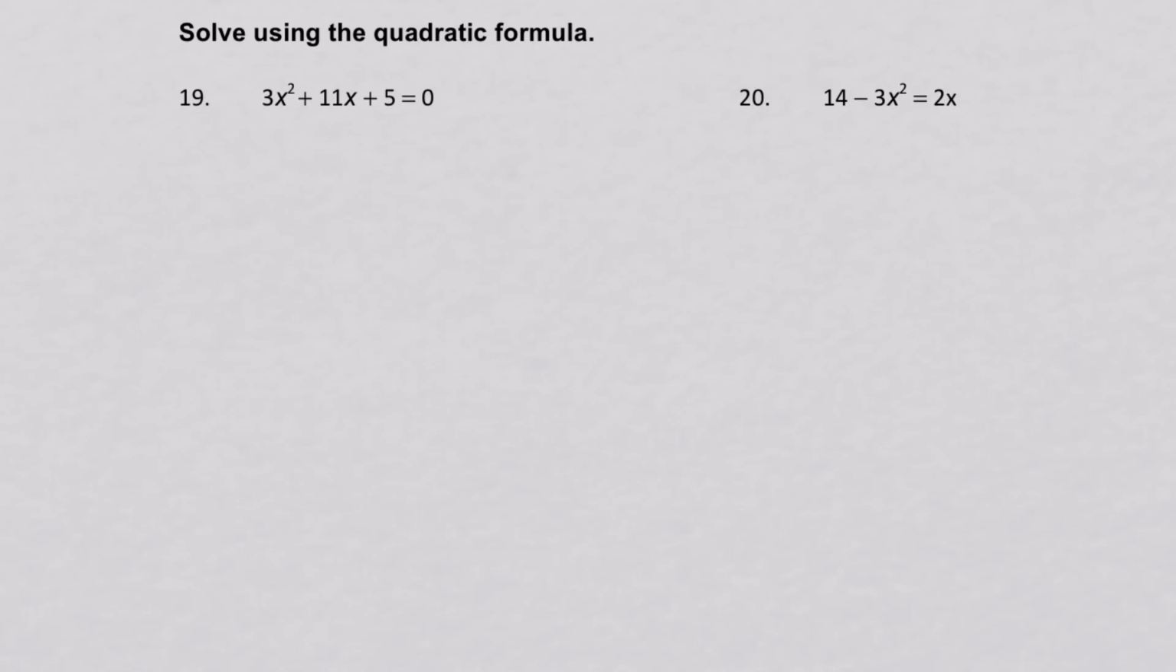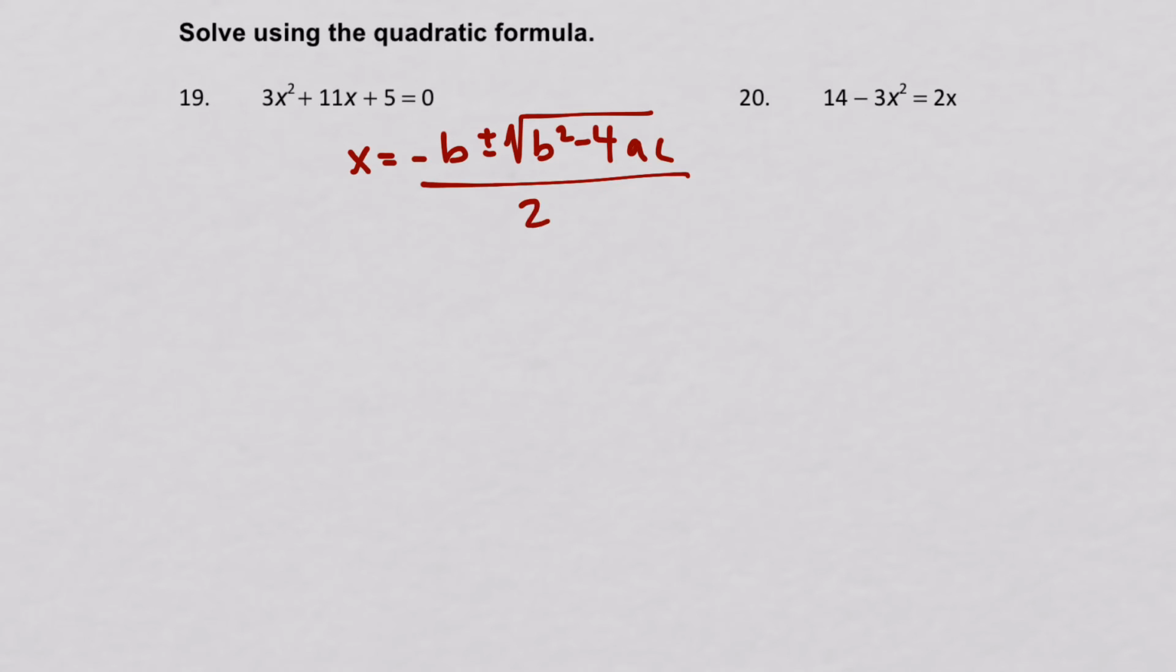Okay, number 19 and 20, I'm going to do the same thing that I did in the last ones. I'm going to let you guys work through these. The only thing I'm going to help you out with is to write the quadratic formula. So let me write it down for you guys to use. x equals negative b plus or minus the square root of b squared minus 4ac all over 2a. Okay, there's the quadratic formula that you're going to use for these two problems.